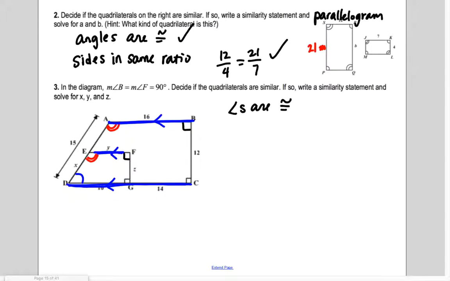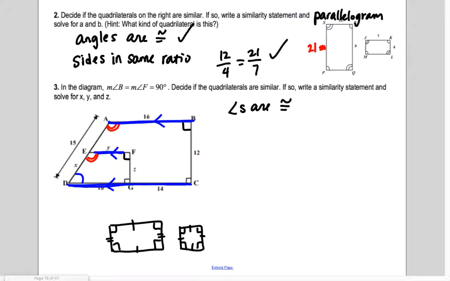So all of our corresponding angles are congruent. But does that necessarily make them similar? Not necessarily. Think about things where the angles are the same. A basic example would be a rectangle. These sides are the same, these sides are the same. That is not similar to a square. Do you understand what I'm saying?